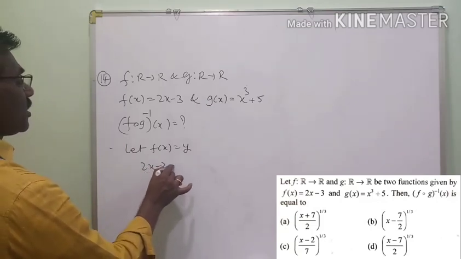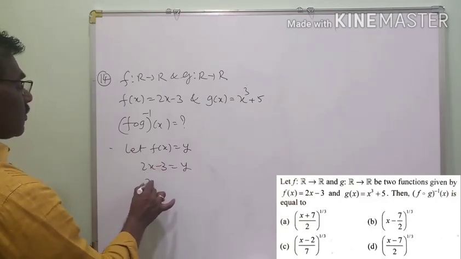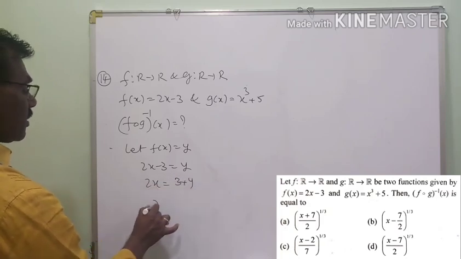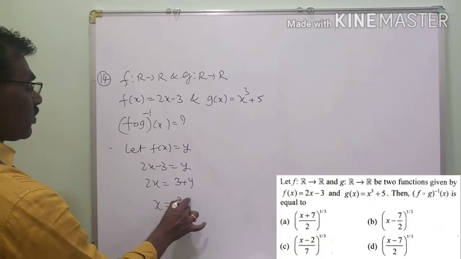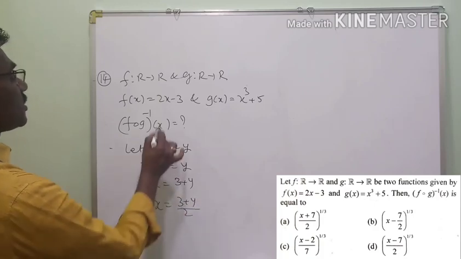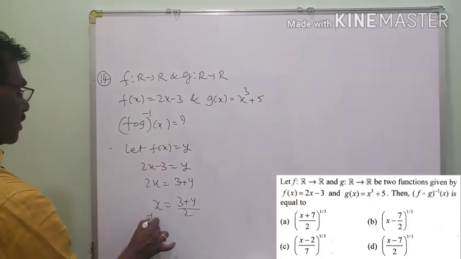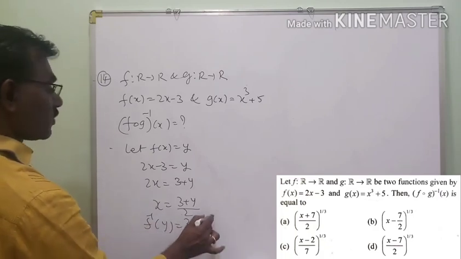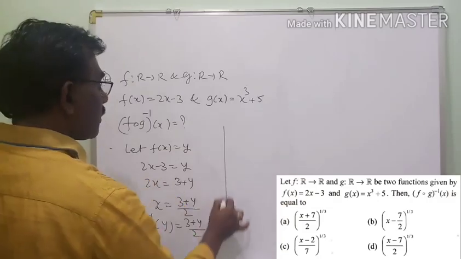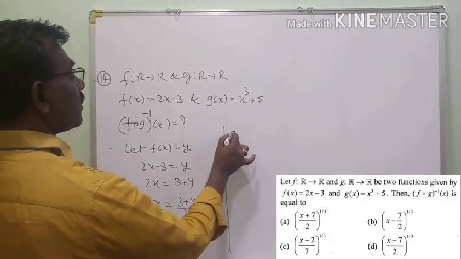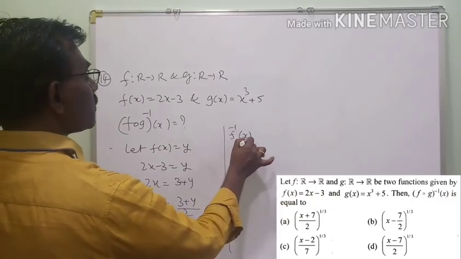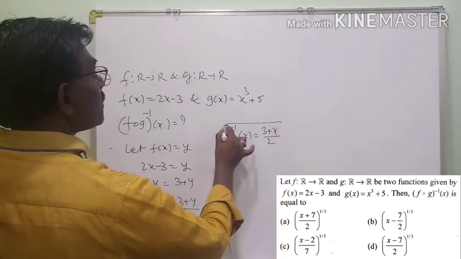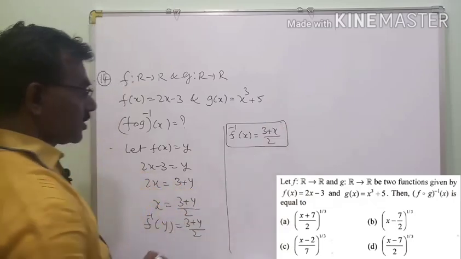2x minus 3 equal to y. 2x equal to 3 plus y. x value is (3 plus y) by 2. So F inverse of y equals (3 plus y) by 2. Or F inverse of x equals (3 plus x) by 2. So this is called F inverse.